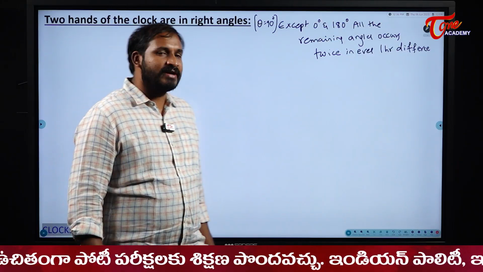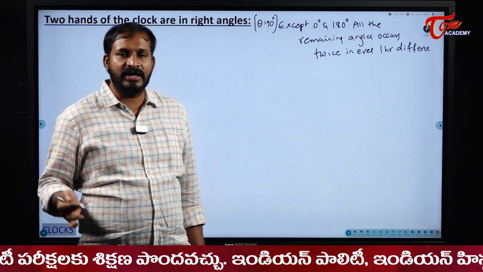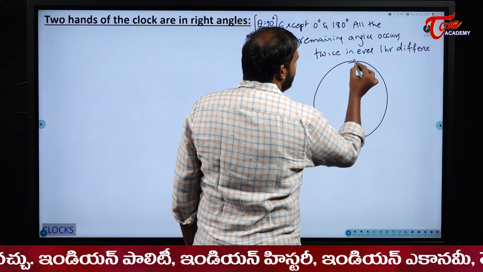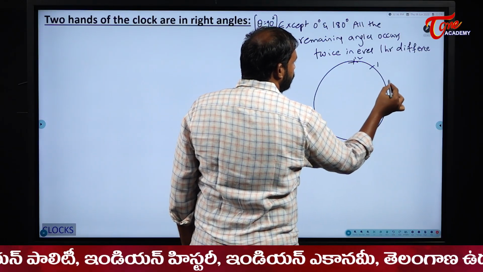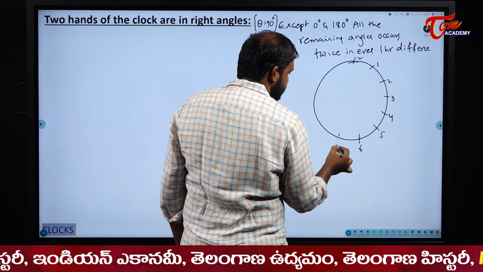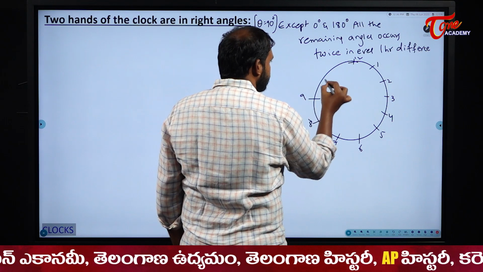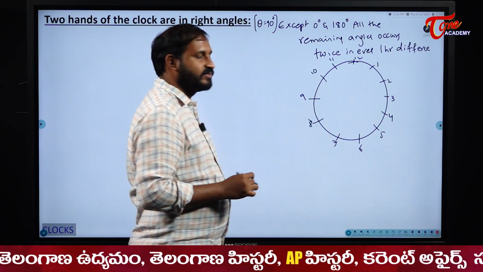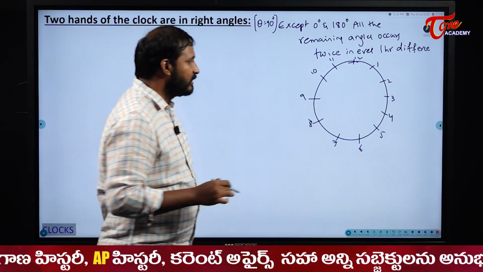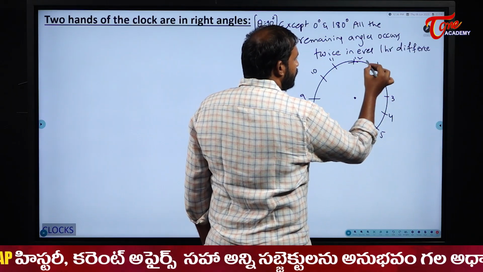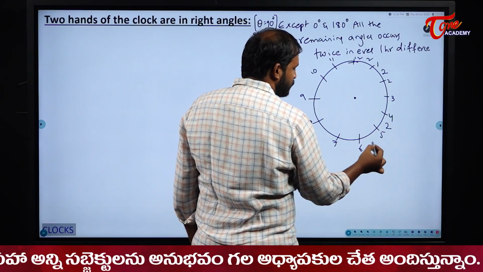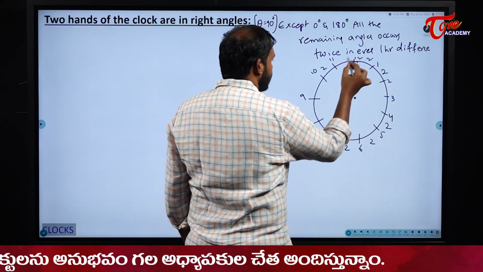But as we had exceptions in our previous cases, here also we have exceptions, students. What are those exceptions? Please observe this one. 12, 1, 2, 3, 4, 5, 6, 7, 8, 9, 10 and 11. Now, please see here, students. Between 11 and 12, 2 times. Between 1 and 2, 2 times. This one 2 times, 2 times, 2 times, 2 times.